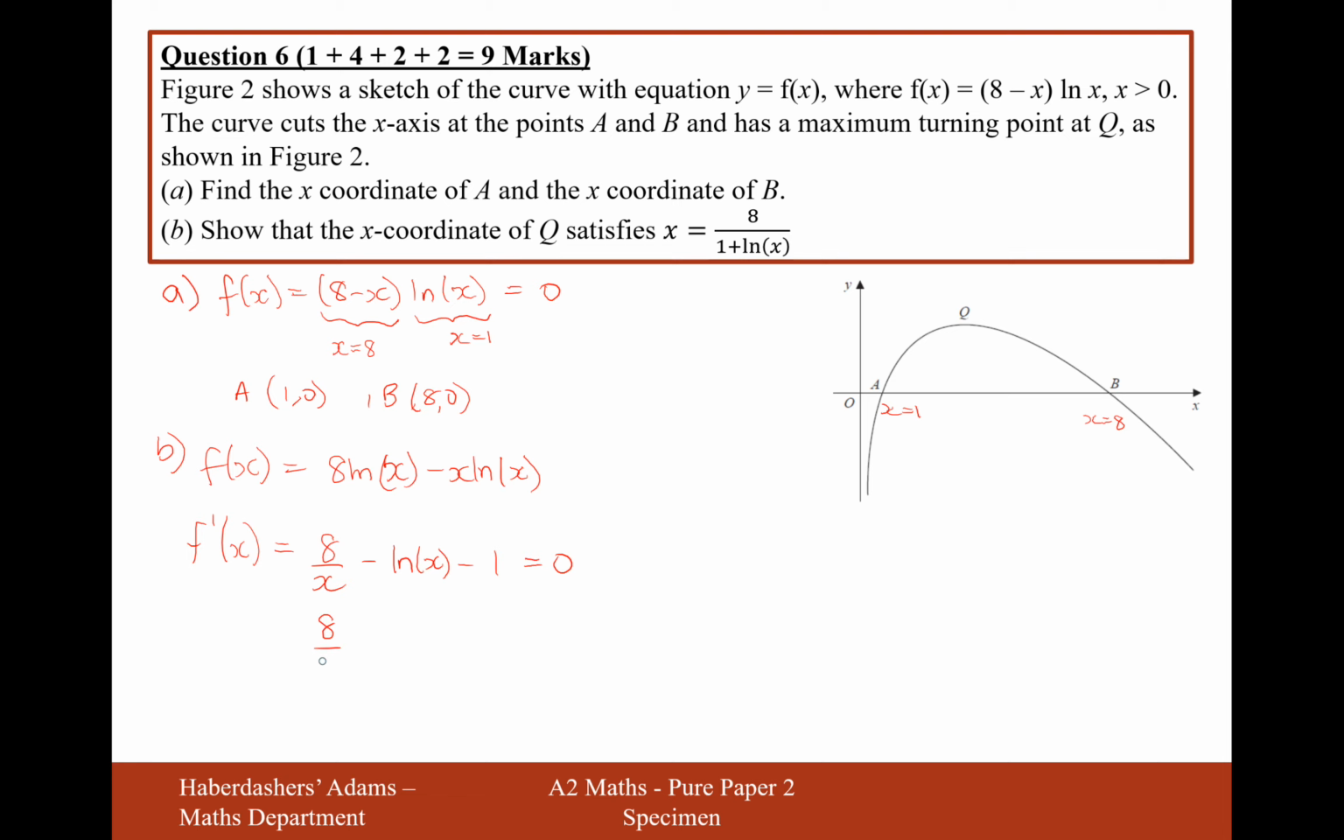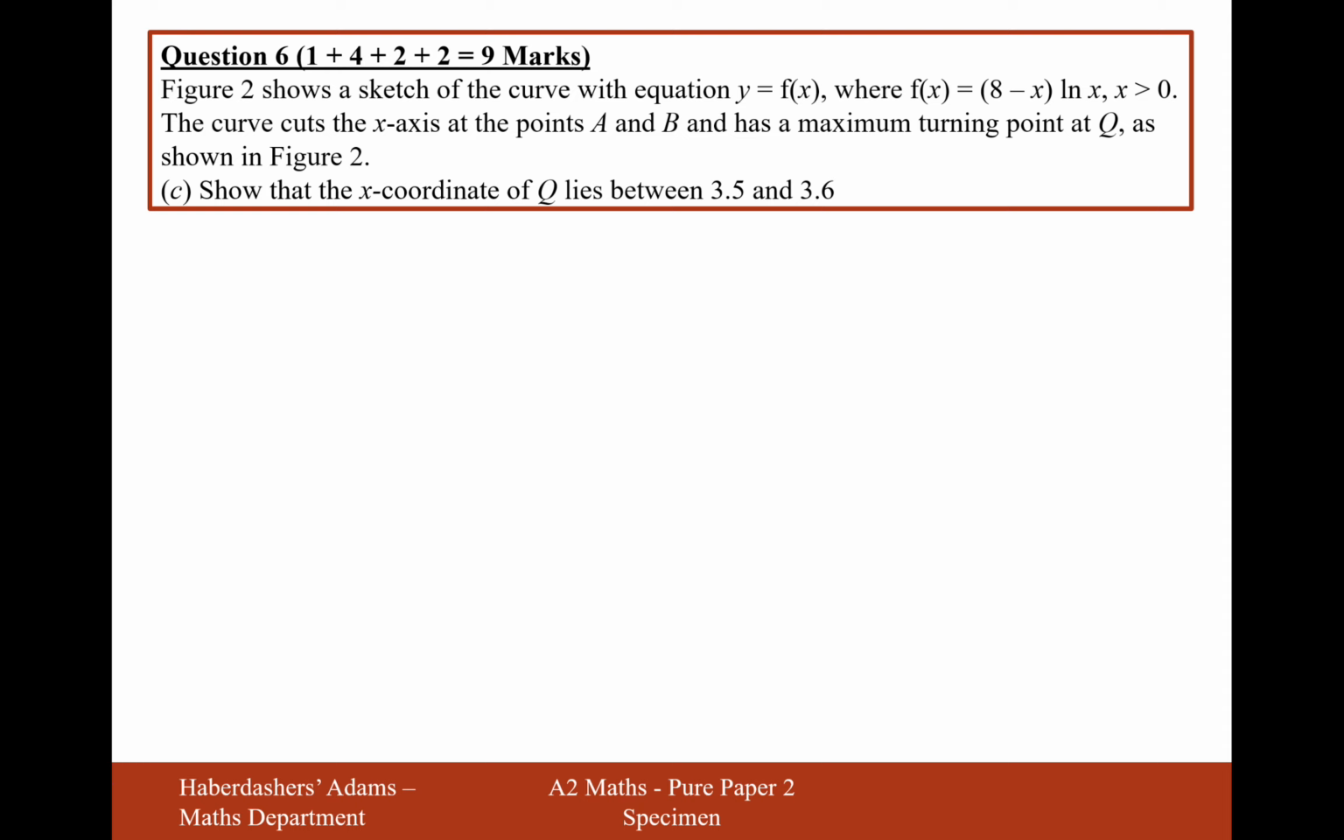So we're going to have 8 over x equals ln x plus 1. And then times x onto the other side. And then divide by what's in the bracket. So we end up with x equals 8 over 1 plus ln x. Lovely, so there we are. That's the answer to this question here. We've shown what we need to show for part B.